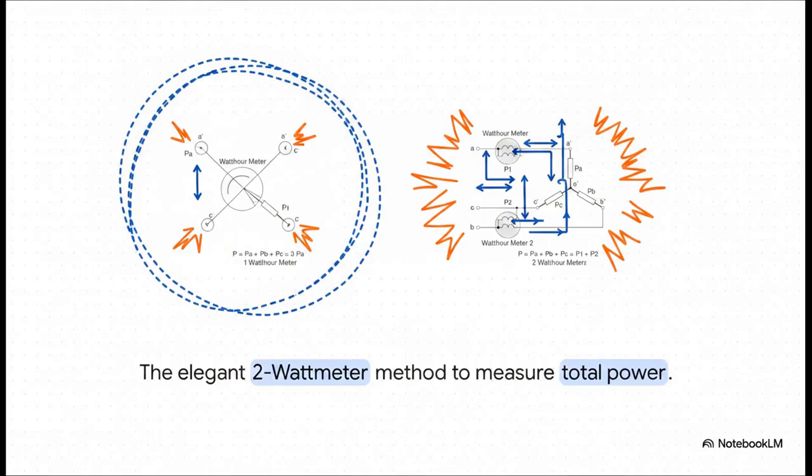Measuring a three-phase system doesn't actually require 3 meters. This perfectly illustrates the brilliantly simple 2-watt meter method. By connecting wattmeter 1 between phases A and C and wattmeter 2 between phases B and C, you capture the complete dynamics of the system. Because of Kirchhoff's voltage and current laws, the total instantaneous power mathematically reduces to simply P1 plus P2. It's just a highly elegant engineering solution.